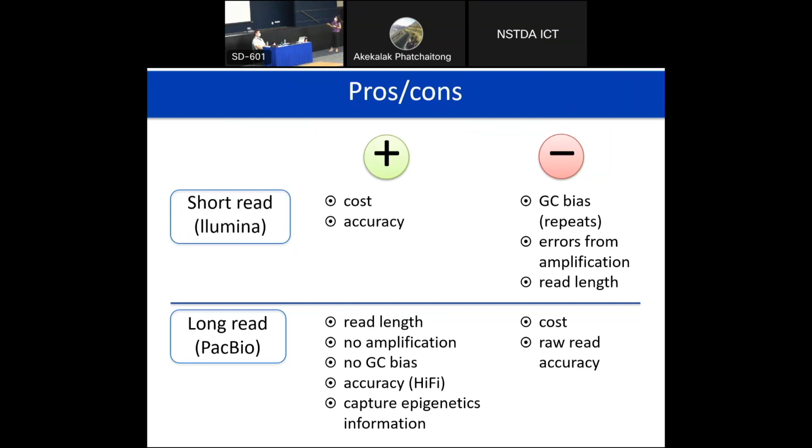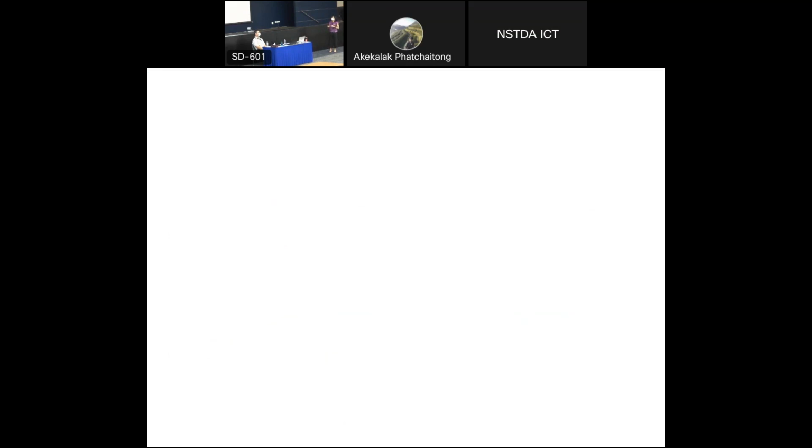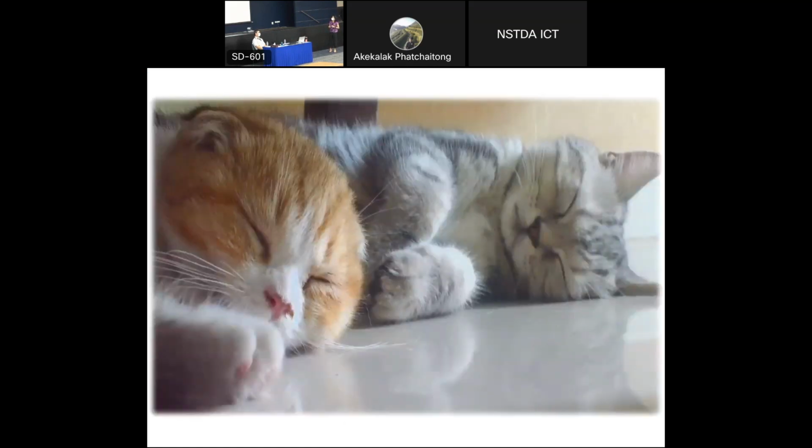But there's no amplification, so you sequence the native DNA, and no error is introduced during an amplification step. The other good thing about sequencing native DNA is that you can get methylation information as well, so you can look at epigenetics if you want. There is no GC bias, so if you need to go across repetitive regions in the genome, PacBio is your guy.